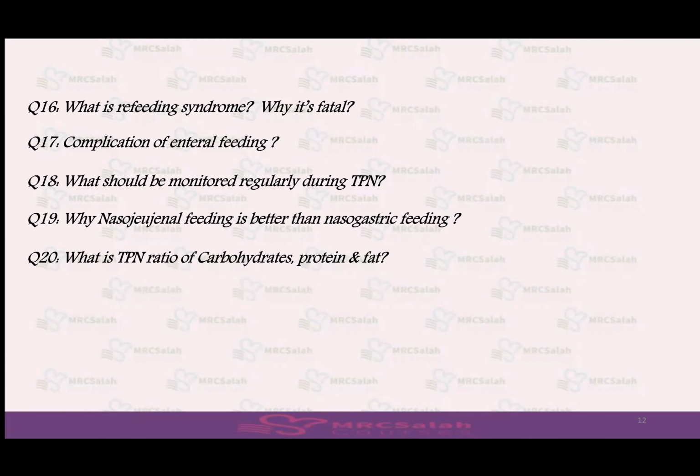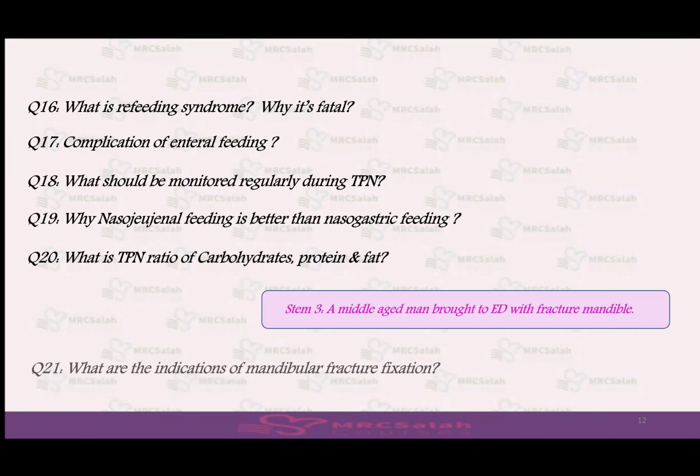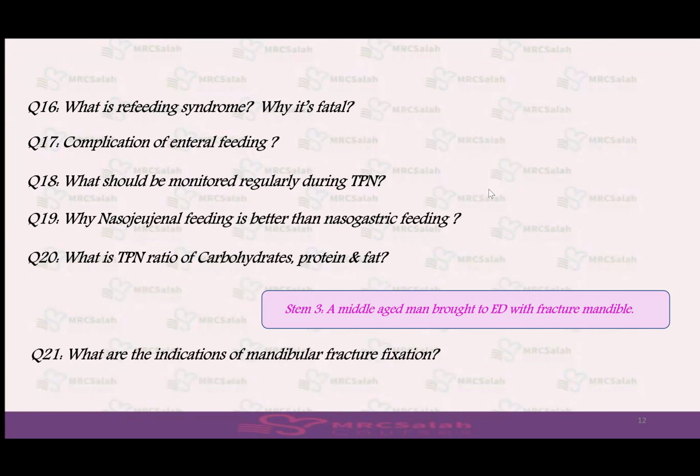What is the TPN ratio of carbohydrate, protein, and fat? I think you answered this question before. Okay, your third stem is a middle-aged man brought to the emergency department with a fractured mandible. What are the indications of mandibular fracture fixation? Sorry, I don't know this one. I'm going to make things up, so forgive me in advance.